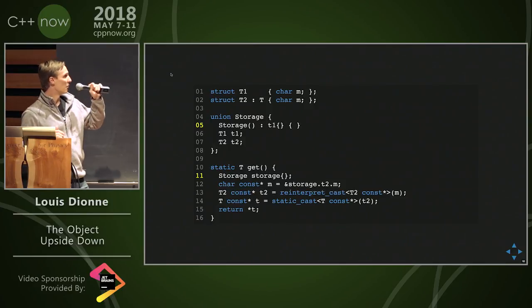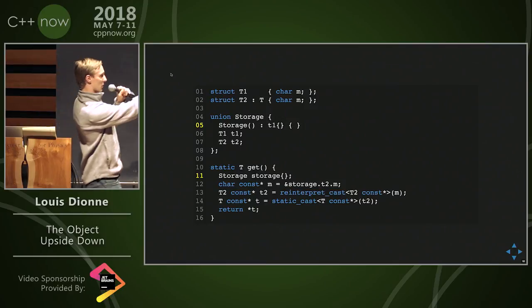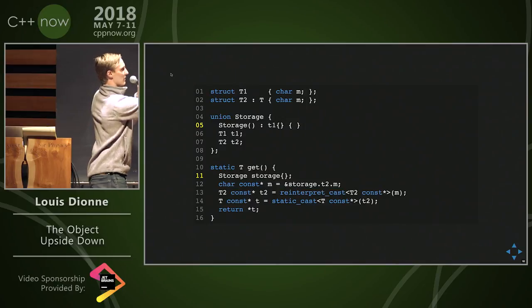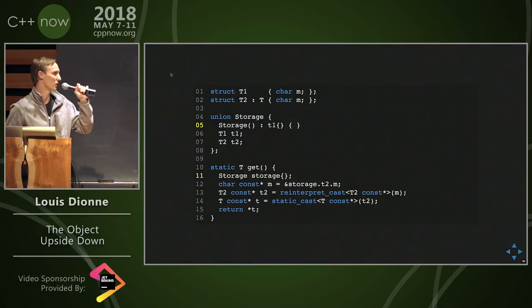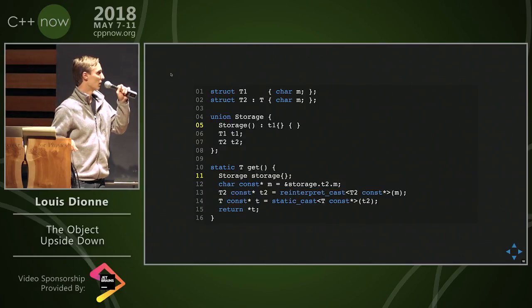So, okay, first step, we create a union, storage here, and we make the active member be T1. I do that in line 5 here with the constructor. So I create a union, and the active member is T1.